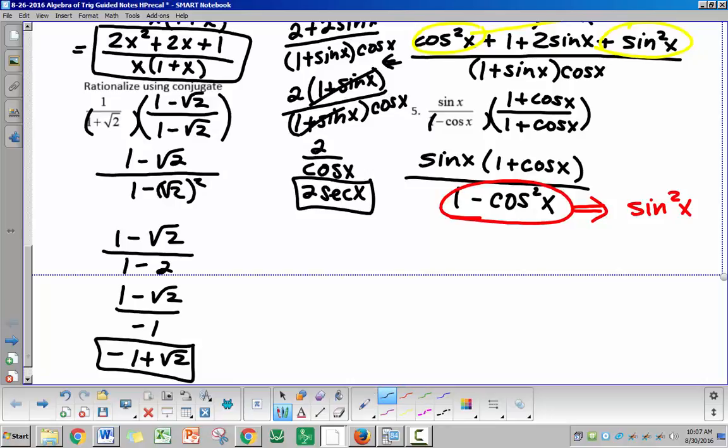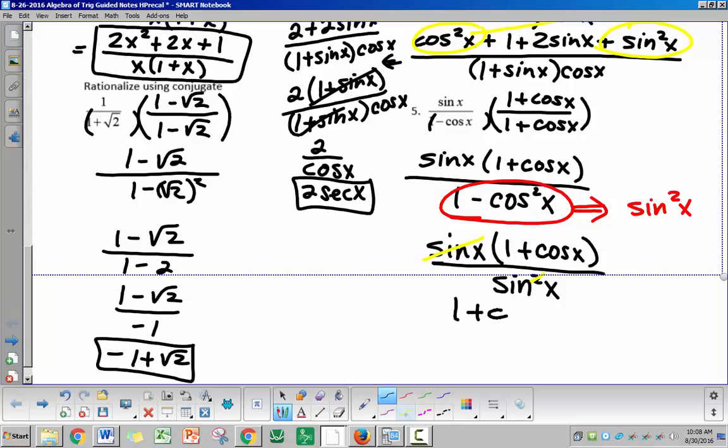Because they are equal, we can say then that sine x in the numerator times 1 plus cosine x over sine squared x. Now, do we have 2 factors in the numerator? Yes, we do. May we cancel? Yes, we may. So we're going to get rid of one of these and 1 in the denominator, and I'm left with 1 plus cosine x over sine x.